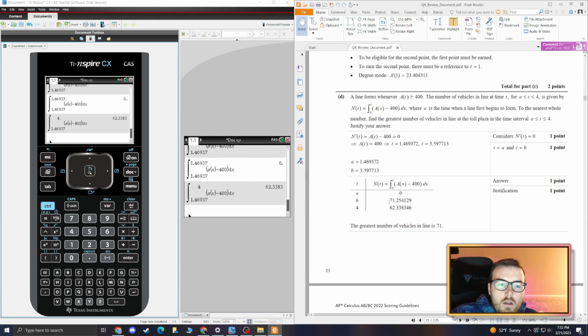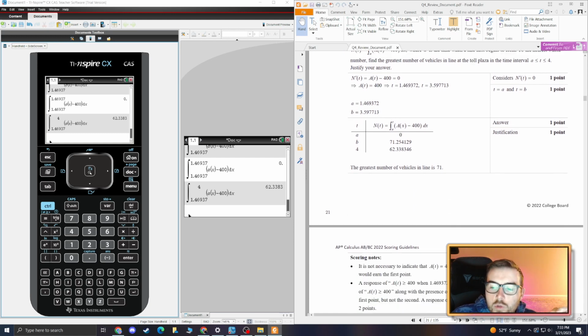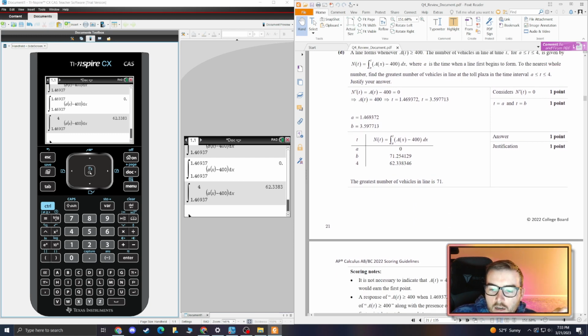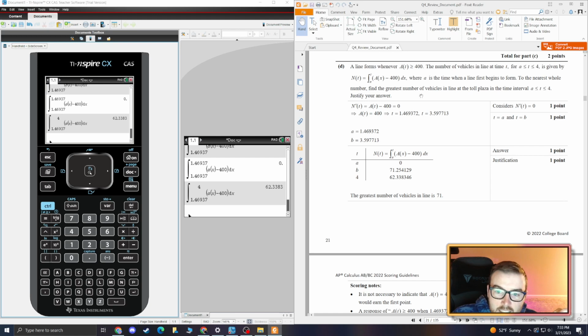So to get in the weeds with the calculator, I had to take this and solve it for these two values and then take those two values and plug them in. I think the trickiest part of this question, honestly, is probably recognizing that A is 1.469372. If you don't make A that, you're not going to get these values.